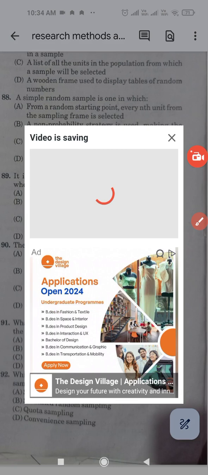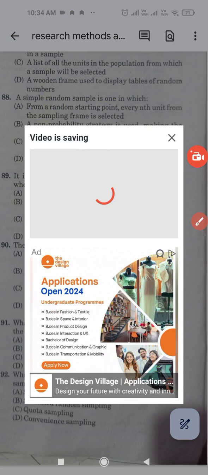Now question number 88. A simple random sample is one in which option A, from a random starting point, every unit from the sampling frame is selected. Option B, a non-probability strategy is used, making the results difficult to generalize. Option C, the researcher has a certain quota of respondents to fill for various literary groups. And option D, every unit of the population has an equal chance of being selected. So the correct answer is option D, every unit of the population has an equal chance of being selected.